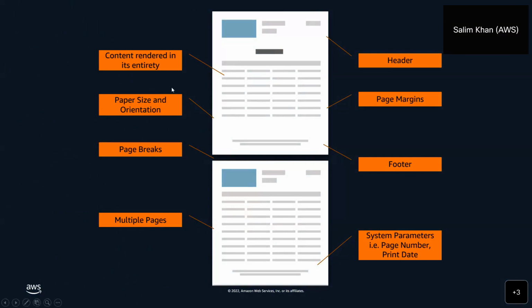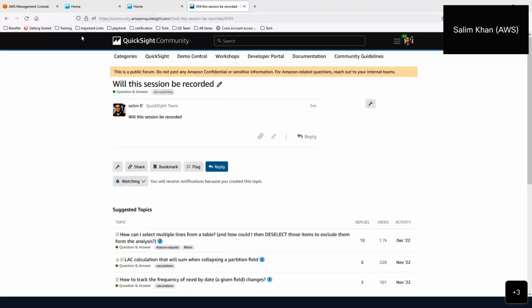So the content will be rendered in its entirety. You can specify the paper size and the orientation, specify page breaks, and see how multiple pages will get rendered. You have headers and footers that you can define, page margins on the report, okay? And then finally the system parameters on the bottom section. So let me quickly log into my console and show you what the experience looks like.